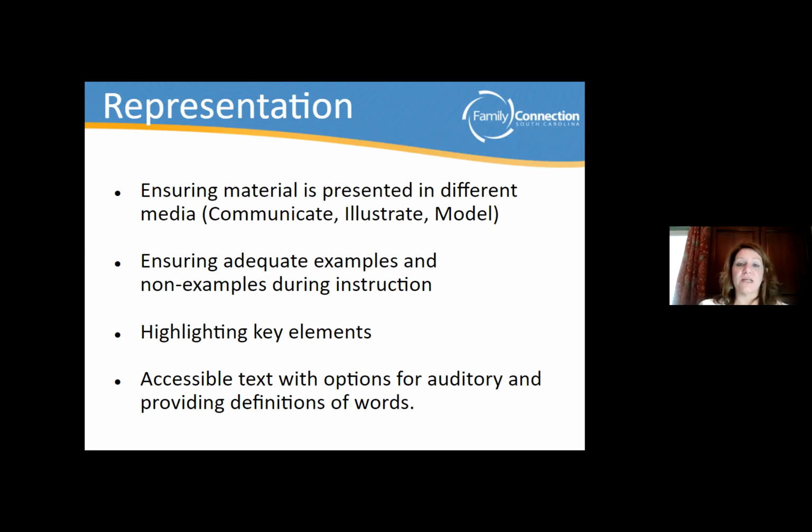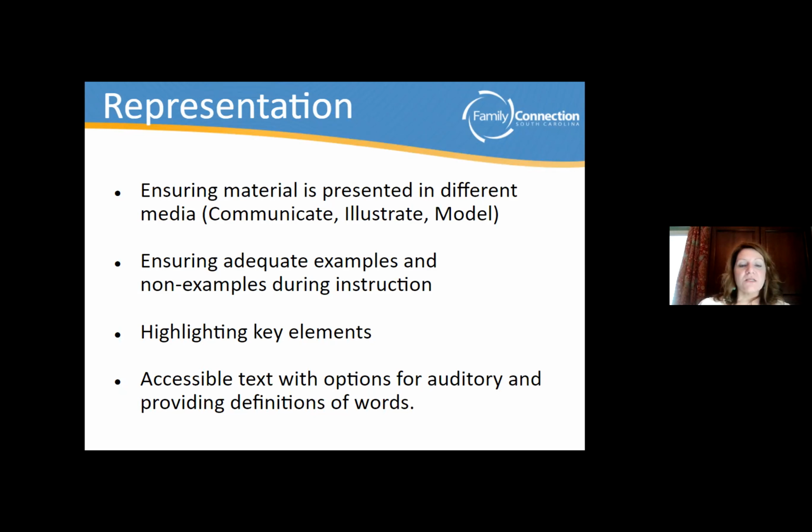We're ensuring adequate examples and non-examples during instruction. A lot of kids with disabilities really need to see that contrast. We have to explain things explicitly, because of their disability, they don't have that perceptive ability to understand things. So a really good strategy is showing them an example and then a non-example. And that is also the case for social skills instruction. We've got some good resources out there that show examples and non-examples.